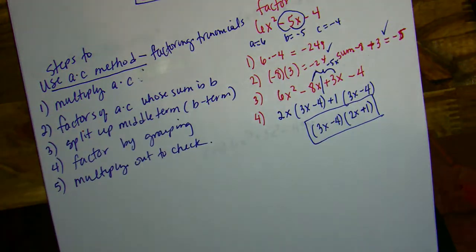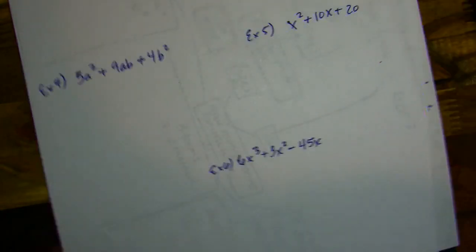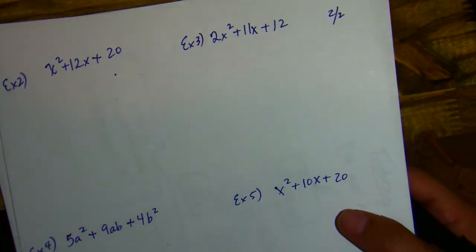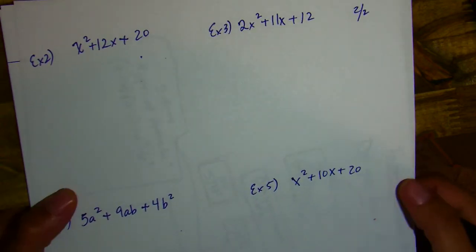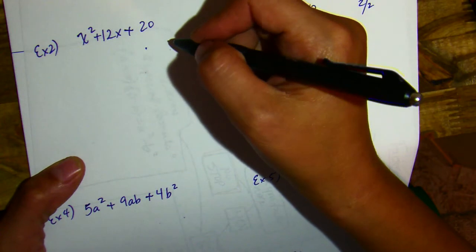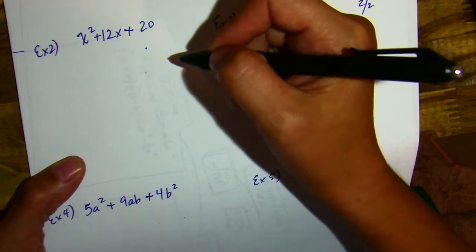So let's look at another quick example. x squared plus 12x plus 20. And again, we're asked to factor by grouping, factor by using the A times C. Now again, is it wrong if you want to do the trial and error? No, of course not. It just takes a little longer.